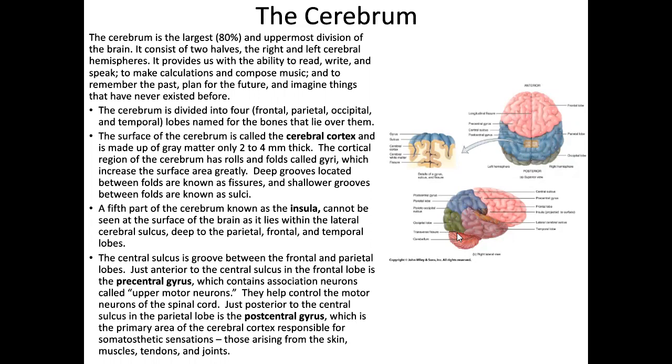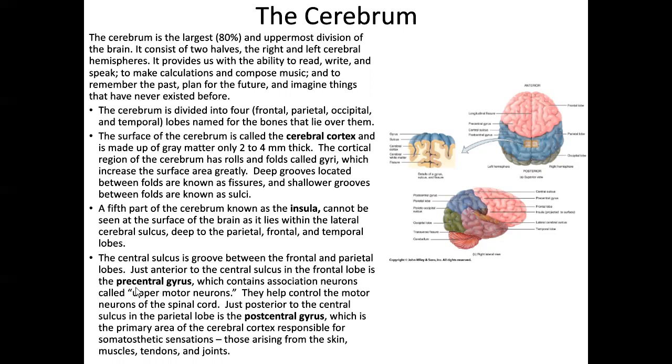Now, I want to talk really quickly about a special sulcus, what we call the central sulcus. It's this depression right here between the frontal lobe and the parietal lobe. And why is it important? Well, really, it's not. But what's in front of it and what's behind it really is. What we call the precentral gyrus is right in front of it. And right behind it is what we call the postcentral gyrus.